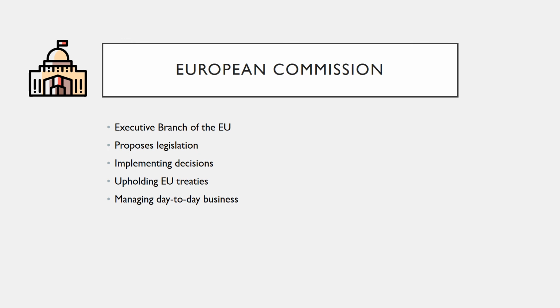The European Commission is the executive branch of the European Union. It proposes legislation and implements legislation that is passed by the Council and Parliament. They uphold EU treaties and manage day-to-day business. The European Commission operates as a cabinet government, with 27 members of the Commission, informally known as commissioners. There is one member per member state, but members are bound by their oath of office to represent the general interest of the EU as a whole rather than their home state.